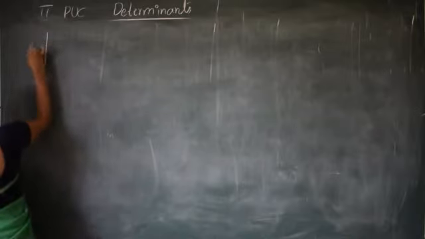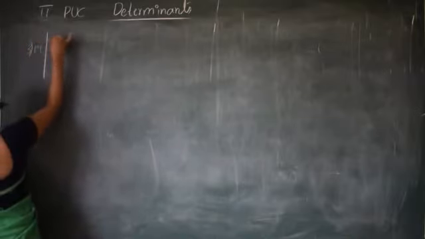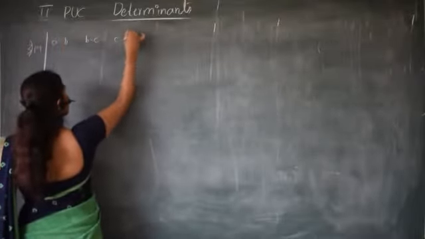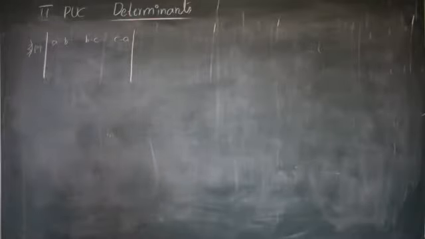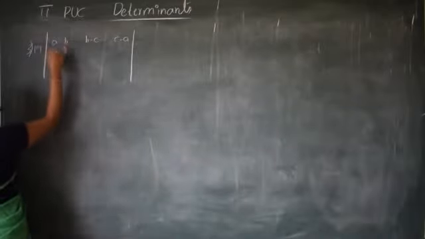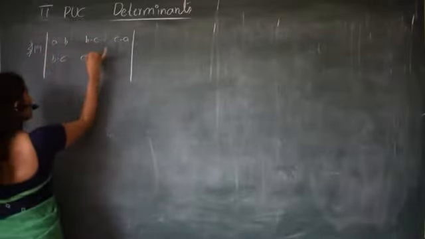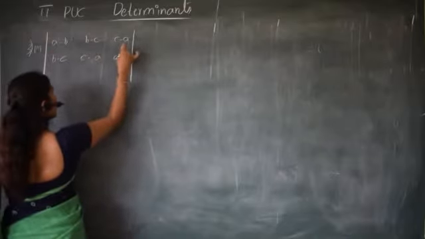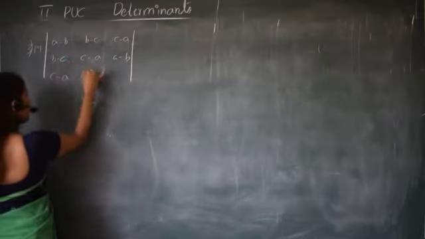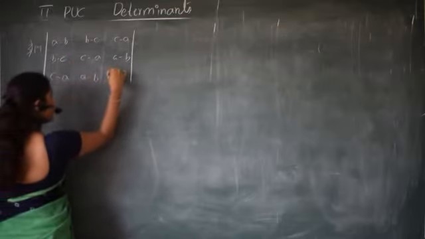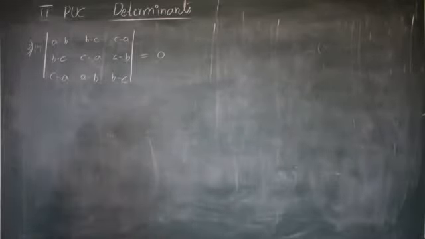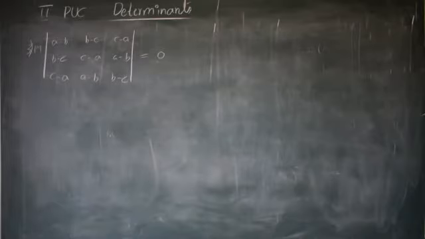It is also to show or prove that the determinant with rows A minus B, B minus C, C minus A; next row B minus C, C minus A, A minus B; next row C minus A, A minus B, B minus C is equal to 0. This is also to show, this is equal to 0.